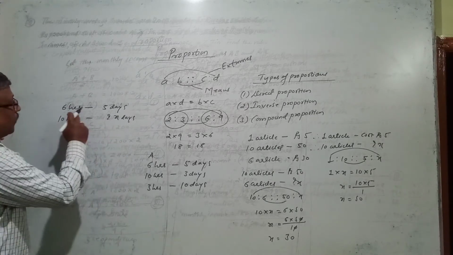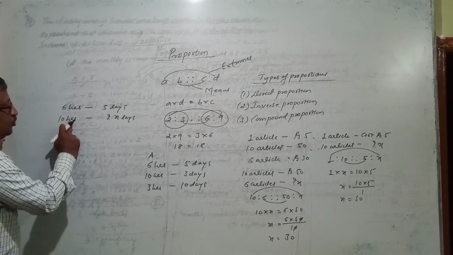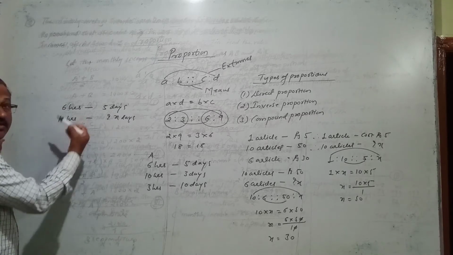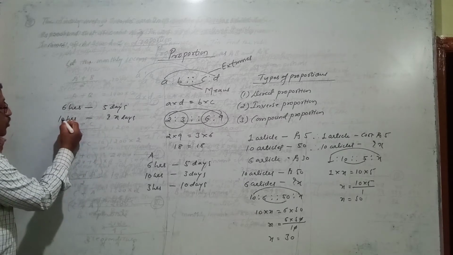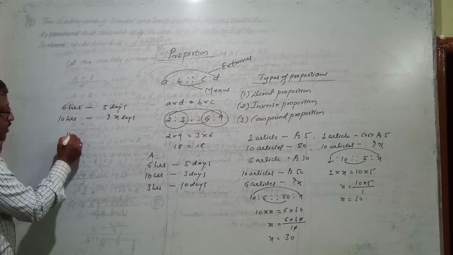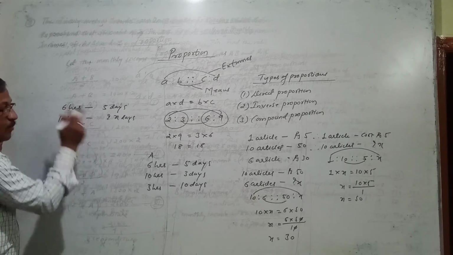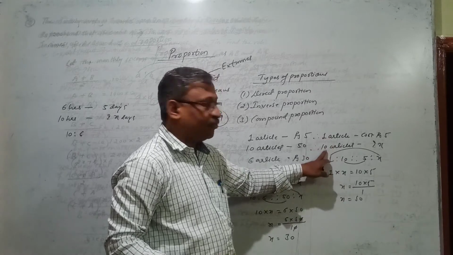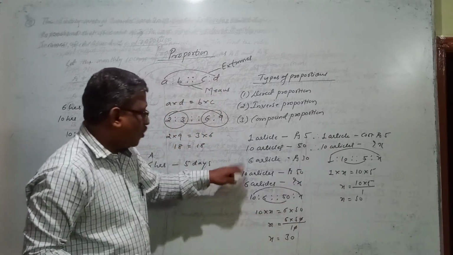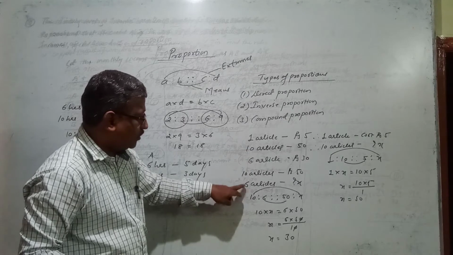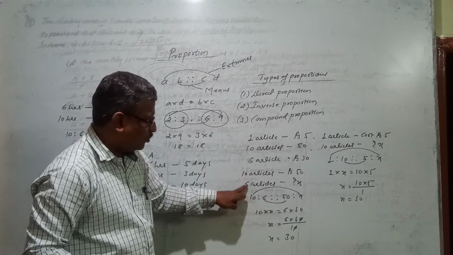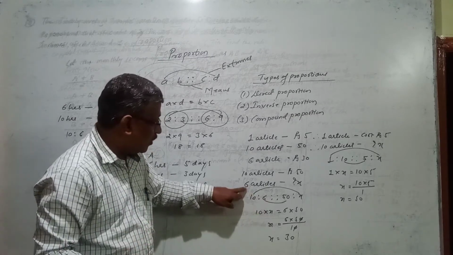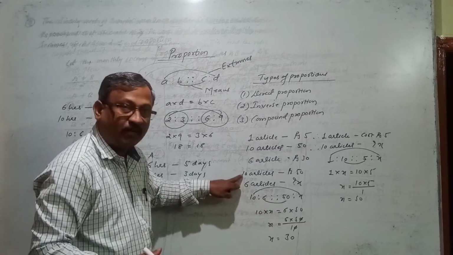When it is inverse, we have to write the ratio opposite. So instead of writing 6:10, we have to write 10:6 when it is inverse, opposite. So the ratio of hours, as it is inverse, is written as 10:6. In the earlier example it was direct, and as it was direct we wrote the ratio as it was. If it would have been inverse, I would have written it opposite.